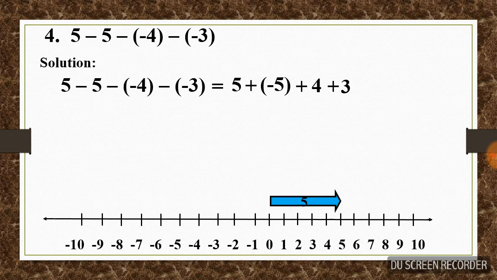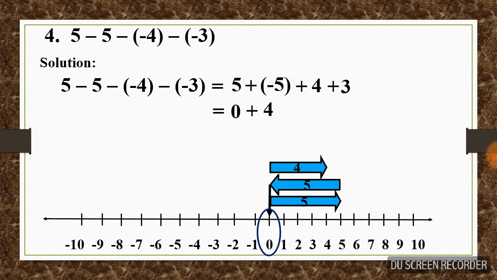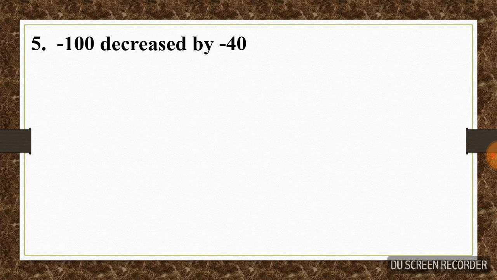5. Since 5 is positive, we'll move 5 times from 0 to the right. Plus negative 5. Since 5 is negative, we'll move 5 times from 5 to the left. Now 5 plus negative 5 is equals to 0. Plus 4. We'll move 4 times from 0 to the right. Plus another 3. Now 4 plus 3 is equals to 7. Now let's move on to our fifth example.